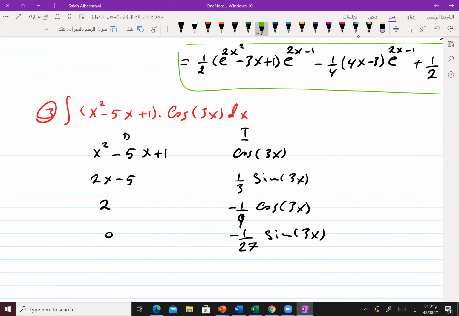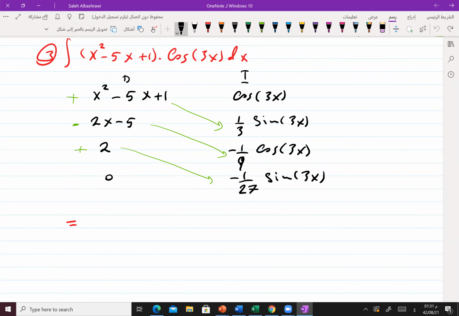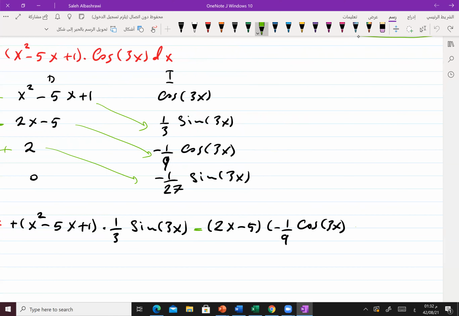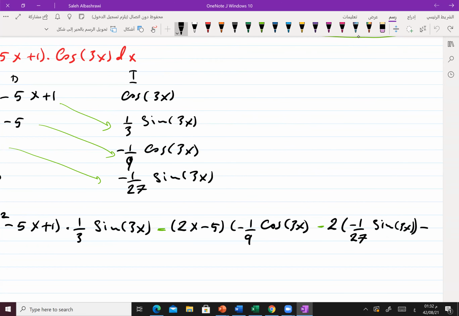As we did, start with positive, negative, and positive. So the integration now is equal to plus x squared minus 5x plus 1 multiplied by 1/3 sine 3x. Next one, negative 2x minus 5 multiplied by minus 1 over 9 cosine 3x. Third one, negative 2 multiplied by minus 1 over 27 multiplied by sine 3x plus the constant c.